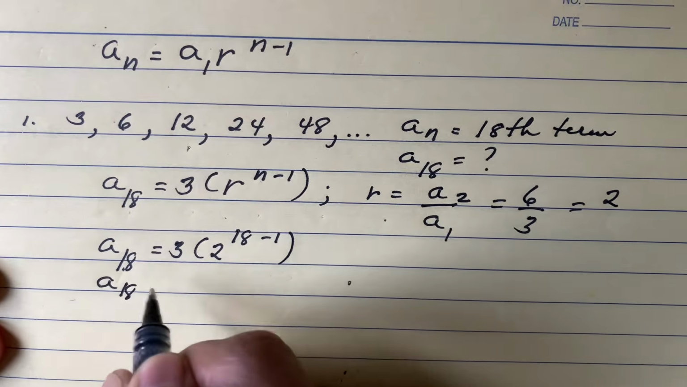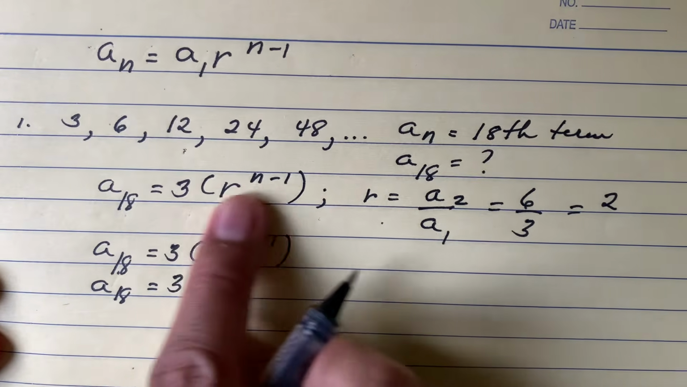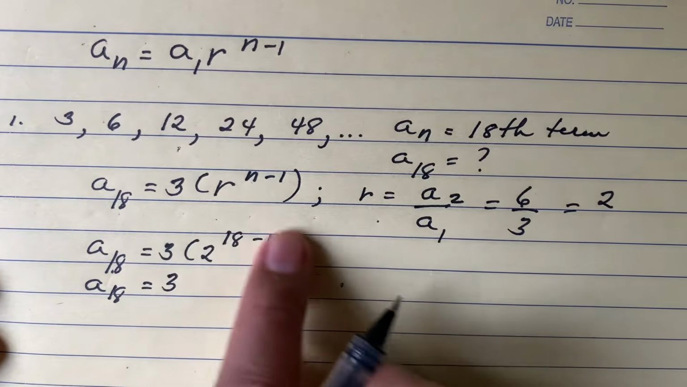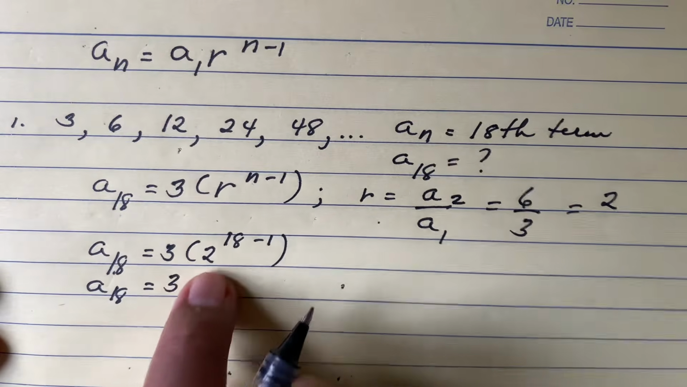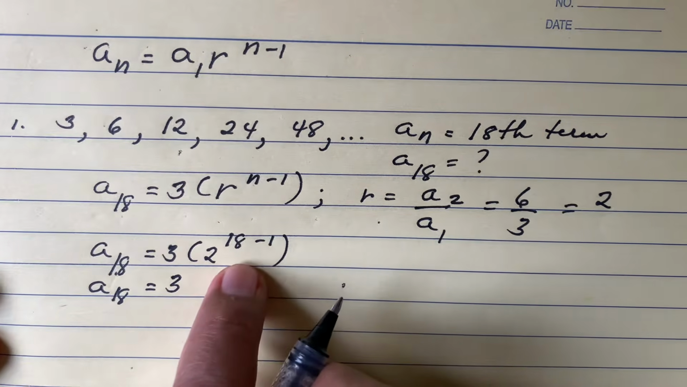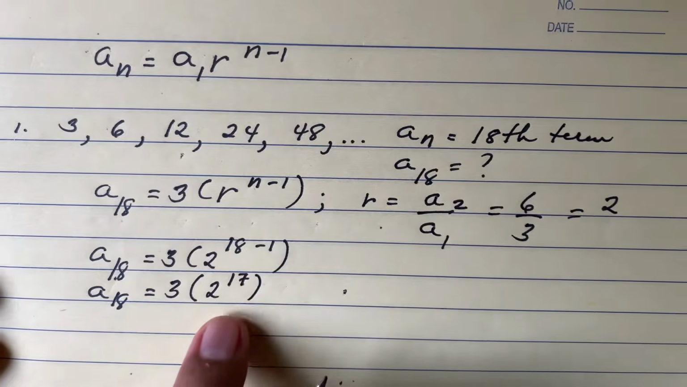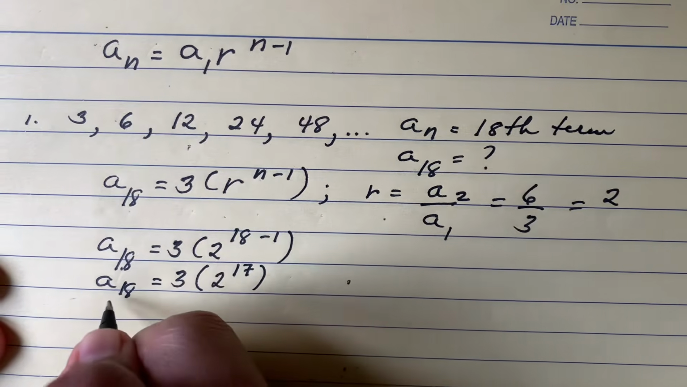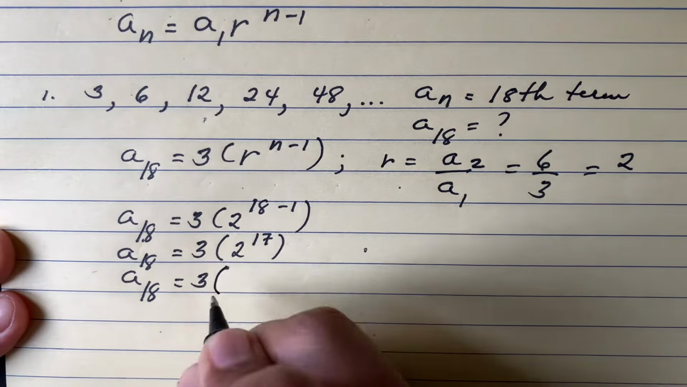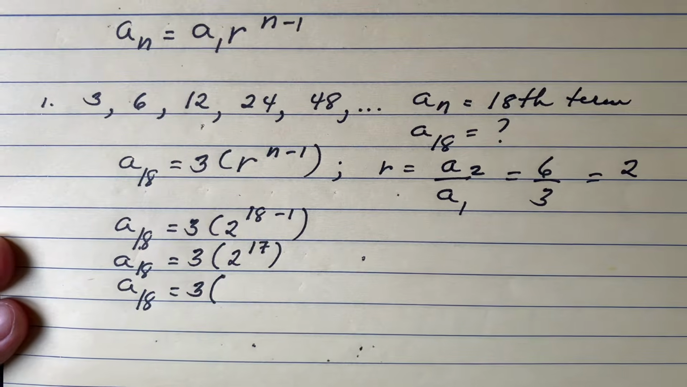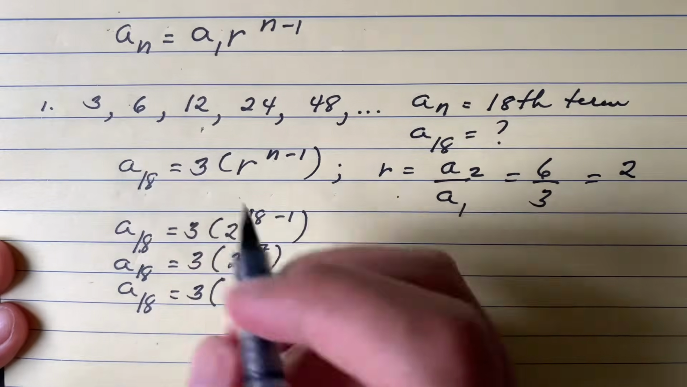So we have a sub 18 is equal to 3. Do not multiply your 3 and your 2. Remember that we have to find out the result first of the exponent, using PEMDAS or MDAS. So we have to exponentiate to determine the value of 2 raised to the difference between 18 and 1. So now we have 2 raised to 17. Now we have a sub 18 is equal to 3 times 2 raised to 17, which would mean you are going to multiply 2 by itself 17 times.